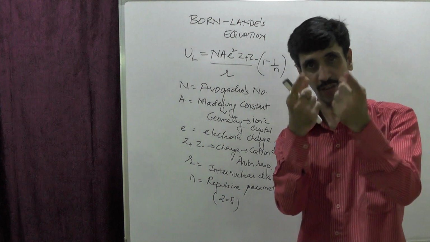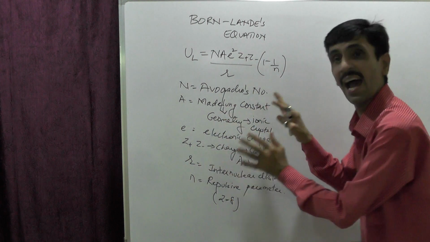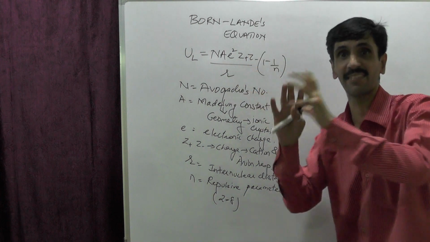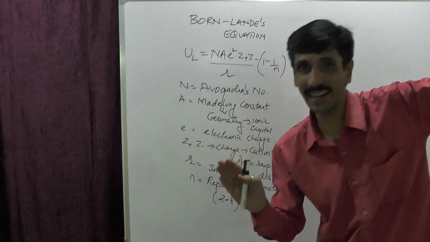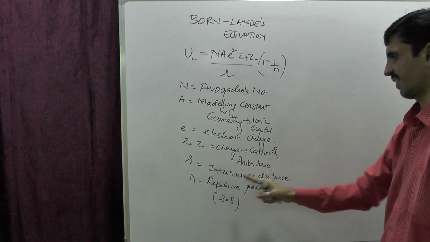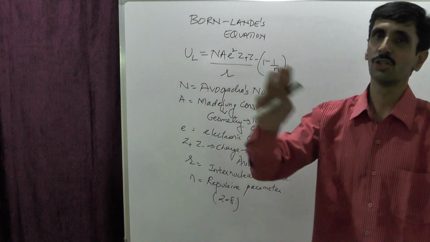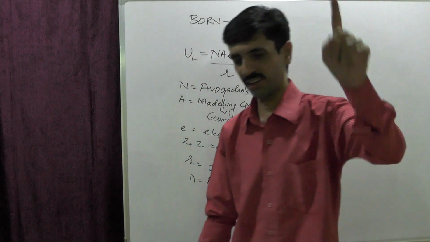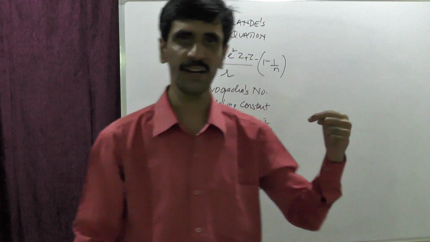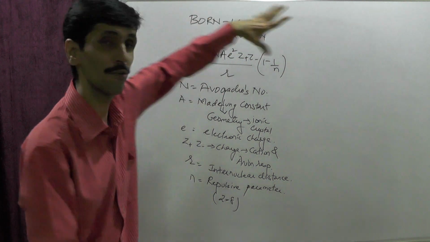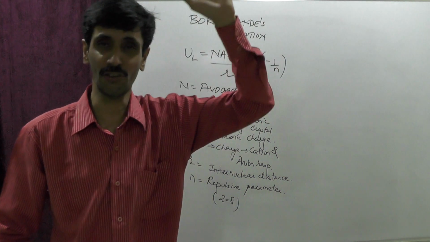That is what my duty is. So as a result, I'm just keeping it as simple as possible. Otherwise the complex form of this equation is different. But let us keep that aside for a moment, and we just simply say it's a repulsive parameter and the value varies somewhere between 2 to 8. So this is, my dear friends, the first part with respect to lattice energy calculation on the basis of the Born-Lande equation.